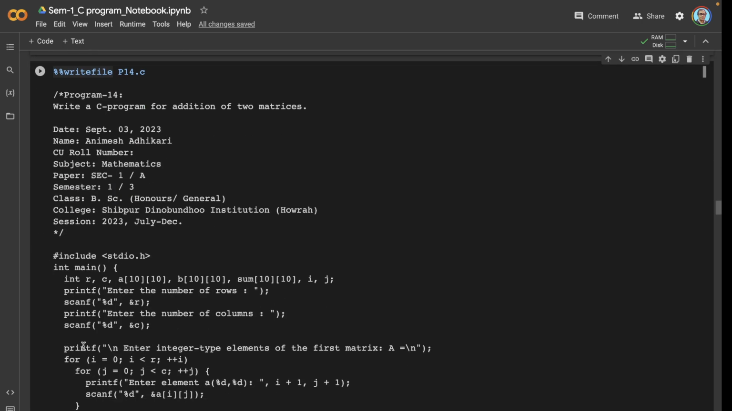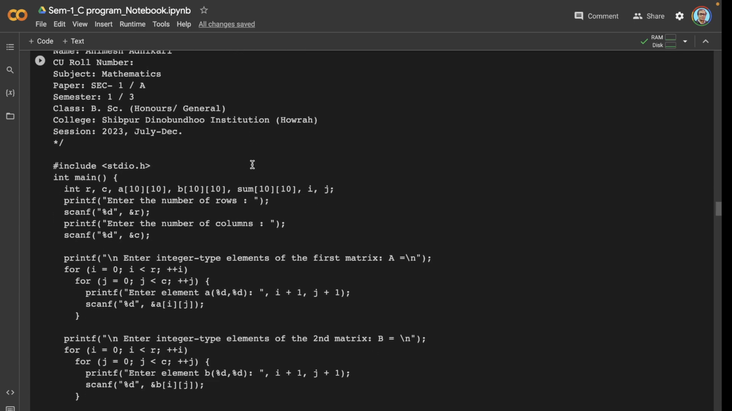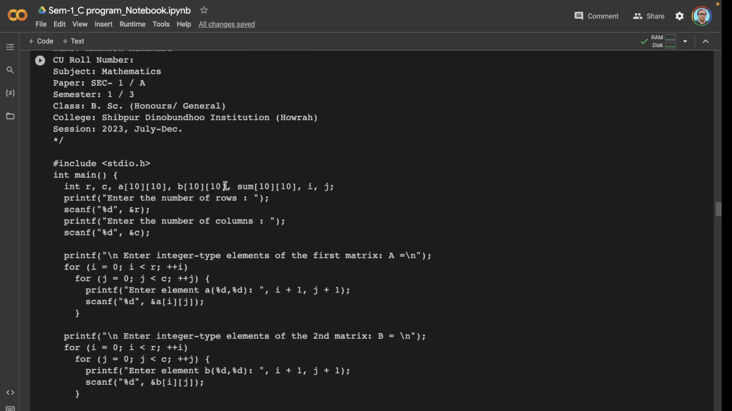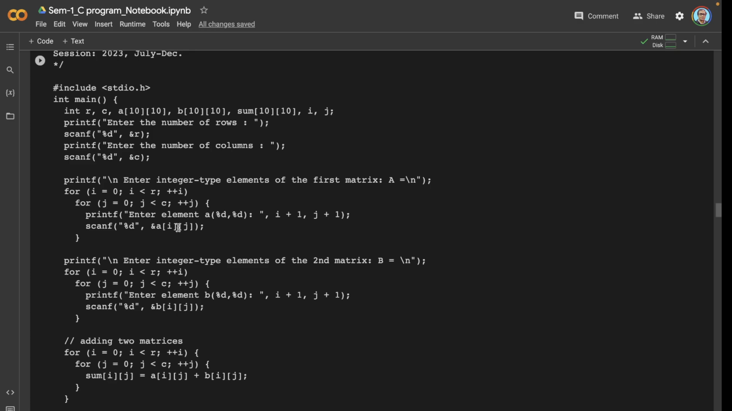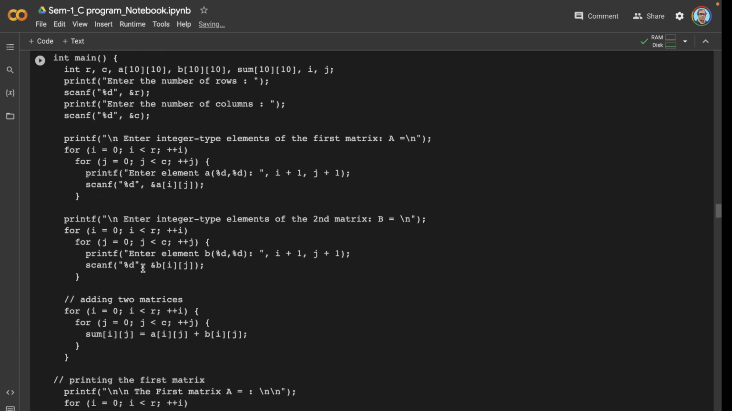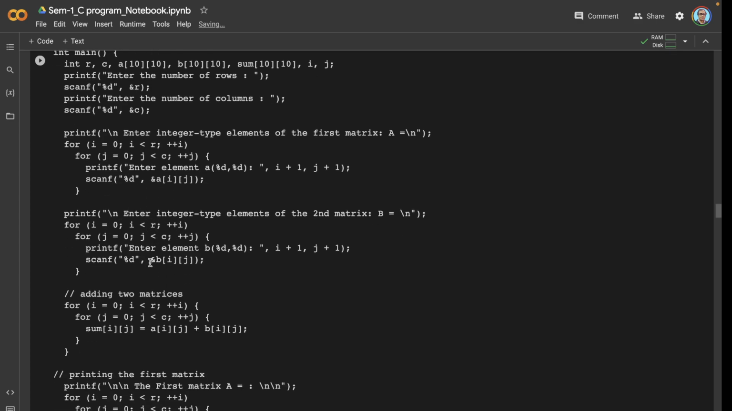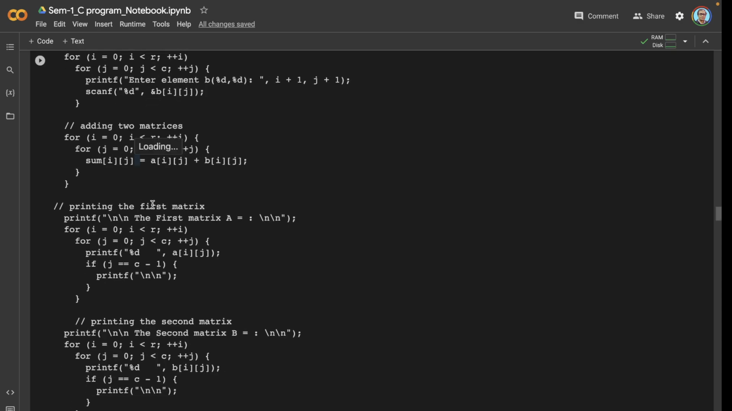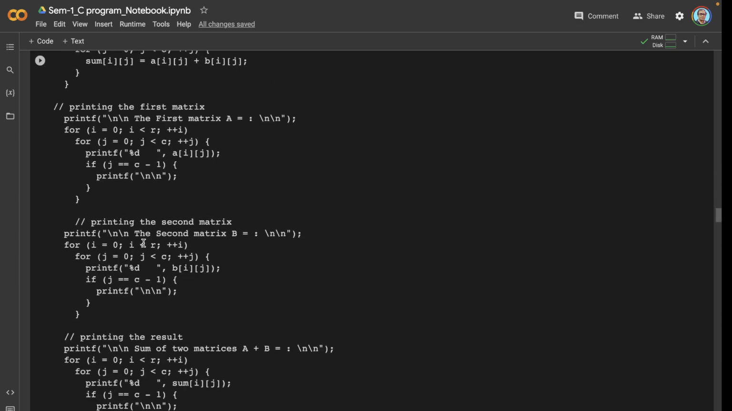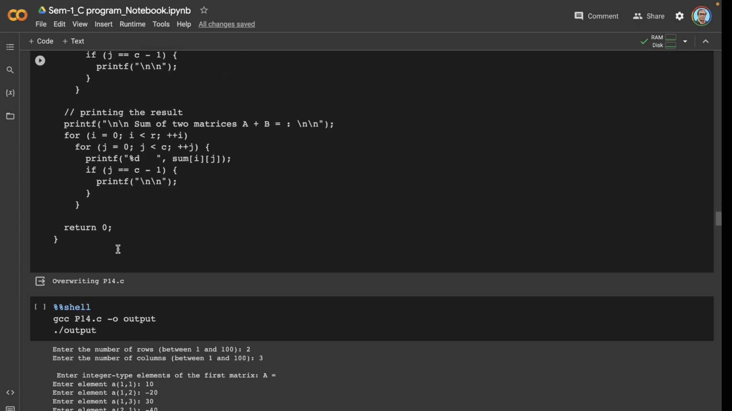Next, problem 14: write a C program for addition of two matrices. It is a very easy program. Matrix A is 10 by 10 size, matrix B is 10 by 10 size, and the sum is 10 by 10 size. First we scan matrix A and then matrix B, then add the two matrices with an i loop and a j loop, i for rows and j for columns, and print the first matrix, the second matrix and the result.